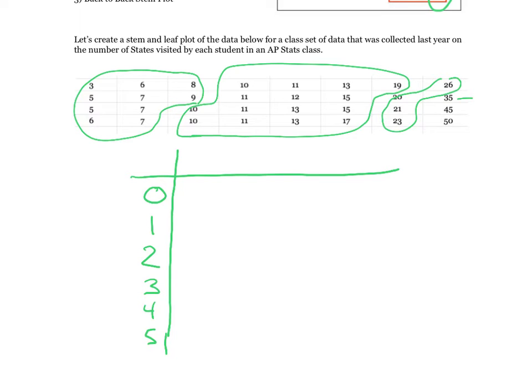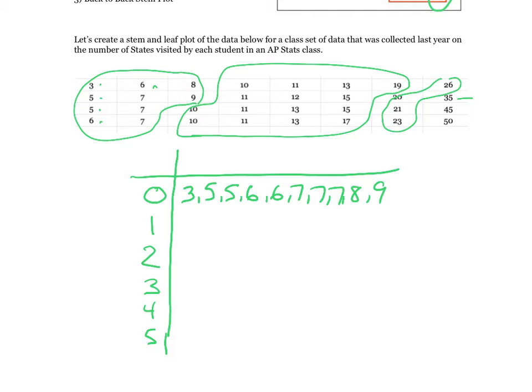Okay? And now I basically just put the leaves next to their stem. Now, I put this data in order for you because it makes it a little easier to do. So it starts at 3, 5, 5, 6, 6. If you had just a raw set of data that wasn't in order, you may want to put it in order first. Because remember, the leaves have to be in order. So then we just start writing down the leaves. So for 0, the leaves would be 3, 5, 5, 6, 6, 7, 7, 7, 8, 9. I need a leaf for every number that's in the set of data. So even the ones that repeat, they get repeated.